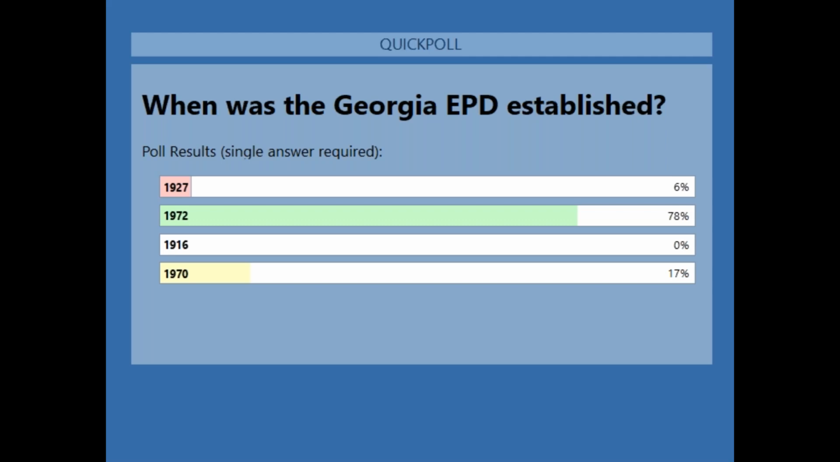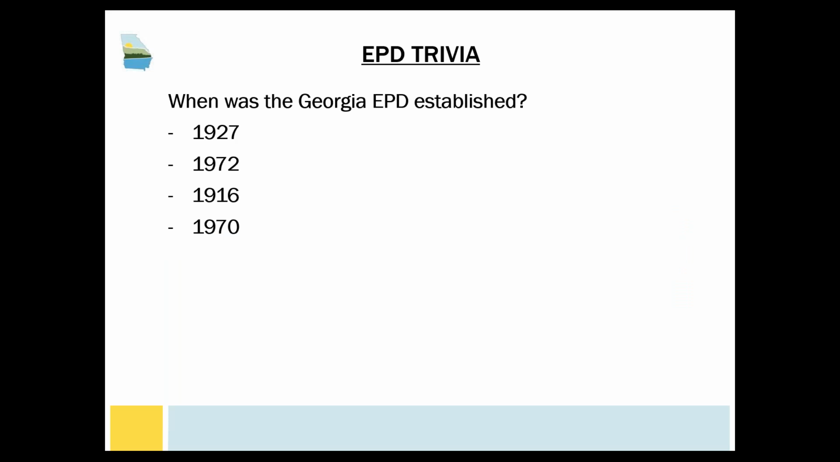Okay. Would you like to give us all the answers? Just for fun, 3 of these dates are significant. Yes, 1972 is when the Georgia EPD was established. 1970 was when the US EPA was established. And then my favorite, 1916 was when the first national park was started. Awesome.